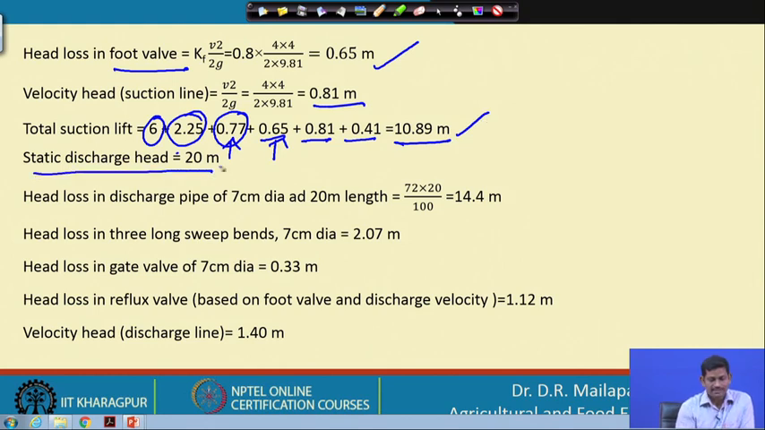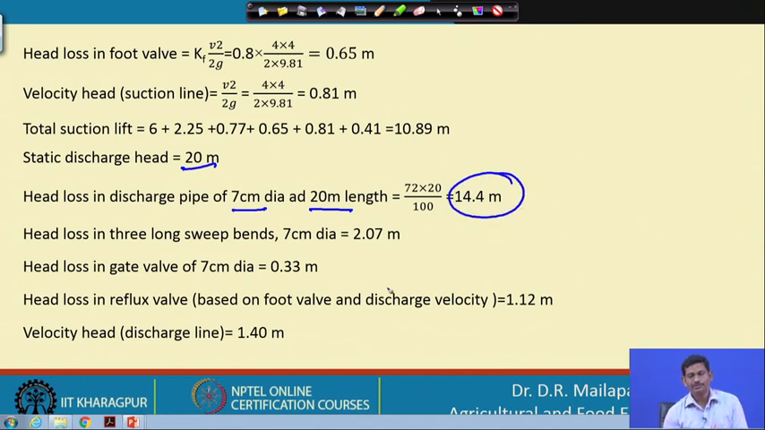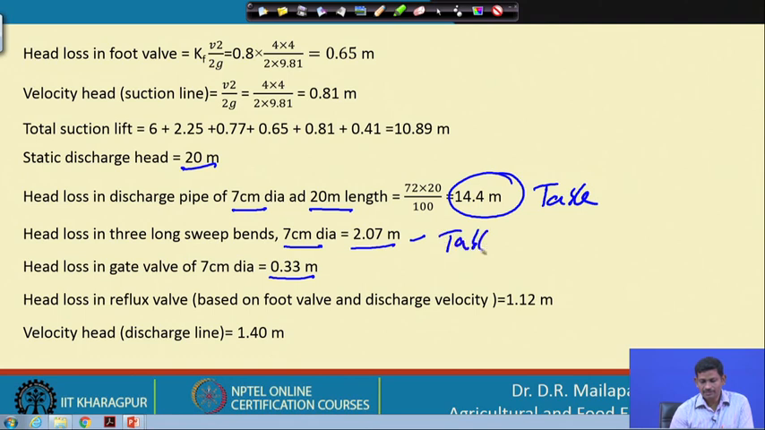Similarly, static discharge head is 20 meter, this is the length of the pipe. Head loss in the pipe for 7 centimeter, 20 meter length, you get 14.4 meter as the friction head loss. Head loss in the long sweep bends, 7 centimeter, you get 2.07 meter. Head loss in the gate valve is 0.33 meter, again from the table. This is from the table, this is also from the table, a nomograph, right.